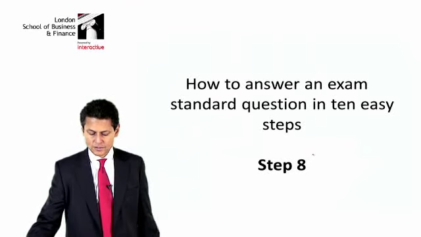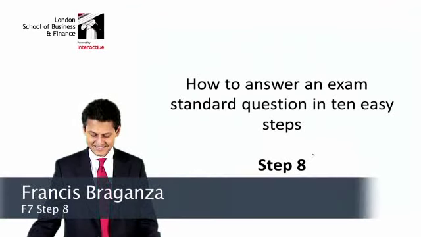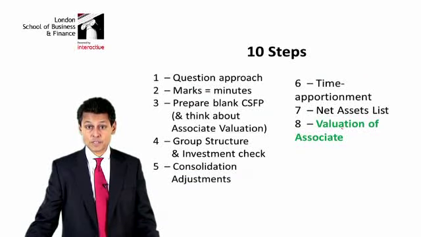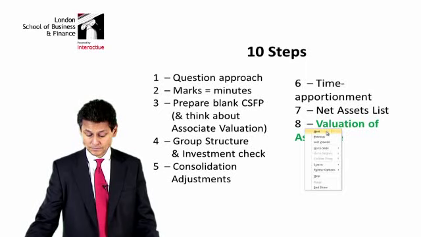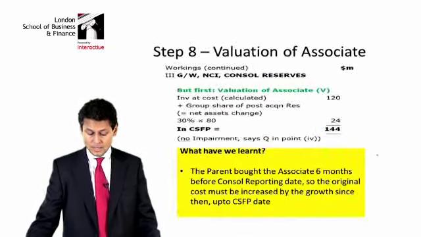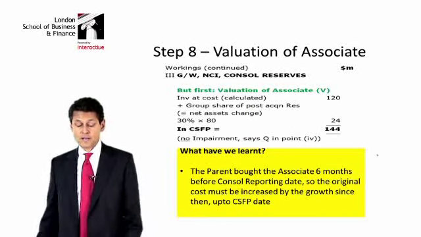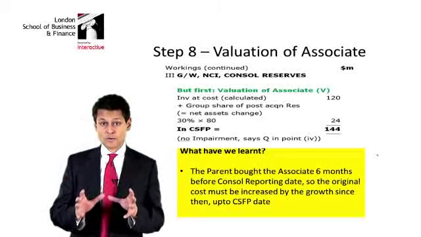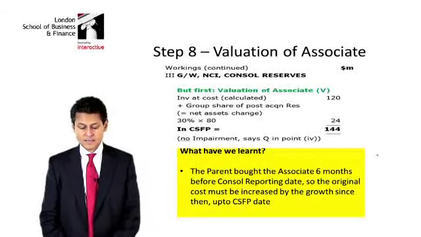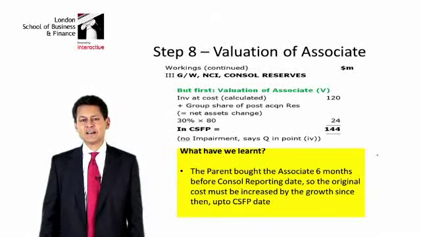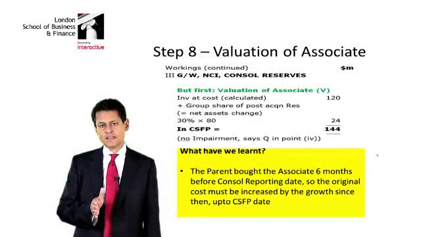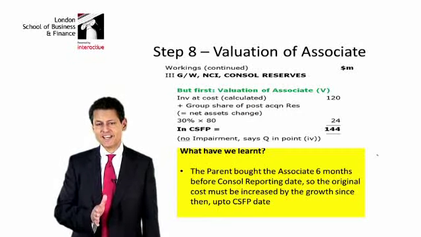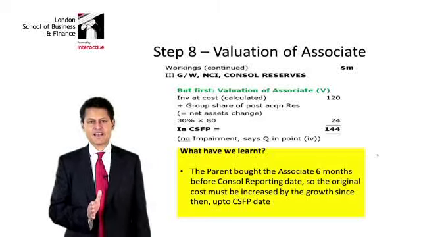Let's move on then to step number 8. Adding in the valuation of the associate as our next skill. So I was saying to you earlier, the amount of money you paid to buy 30% of my company, which is 120, that is 30%, will be added to with the growth since the date of acquisition. Don't forget the date of acquisition was at the start of the year. I beg your pardon, at the middle of the year. The date of acquisition was at the middle of the year.